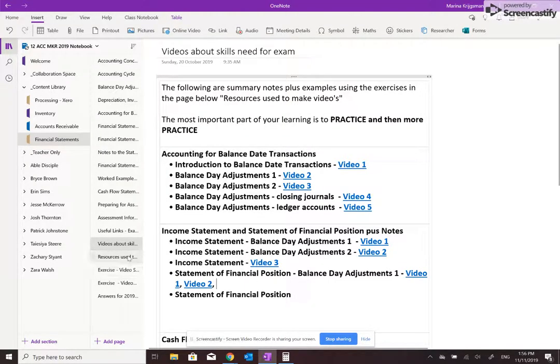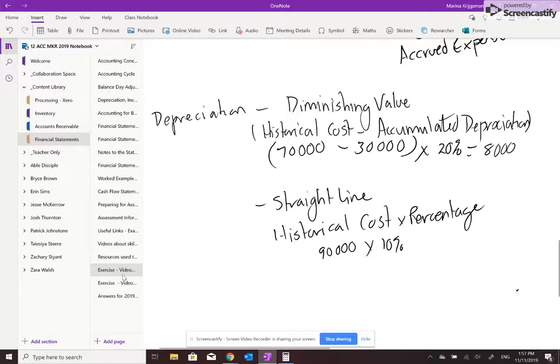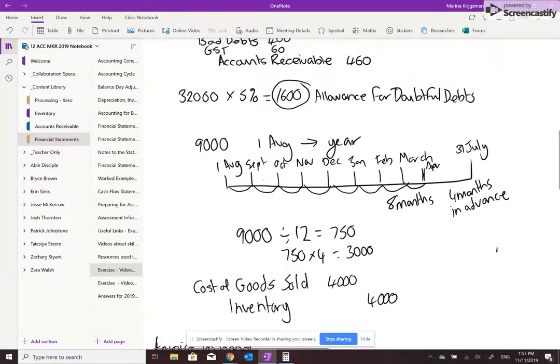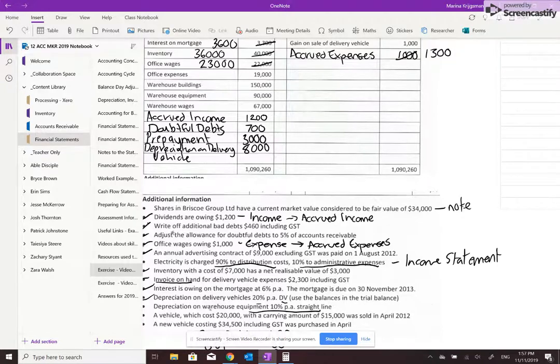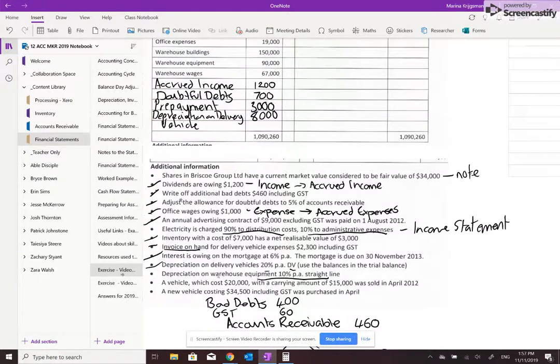Okay, we're going to just finish off, continue working through our statement of financial position. So we're just finishing off the depreciation, and then we're going to get started in on the statement and all its notes. So we just need to put in the depreciation for our warehouse equipment.